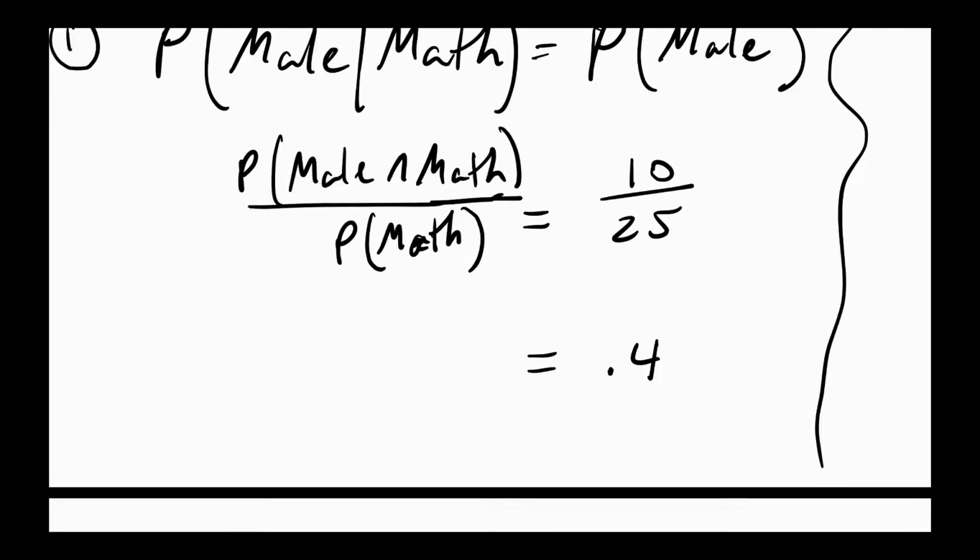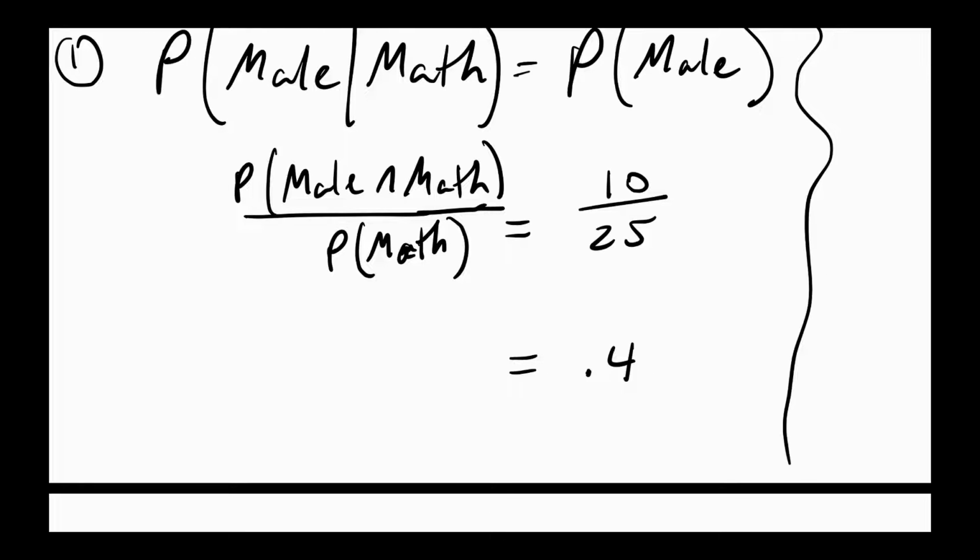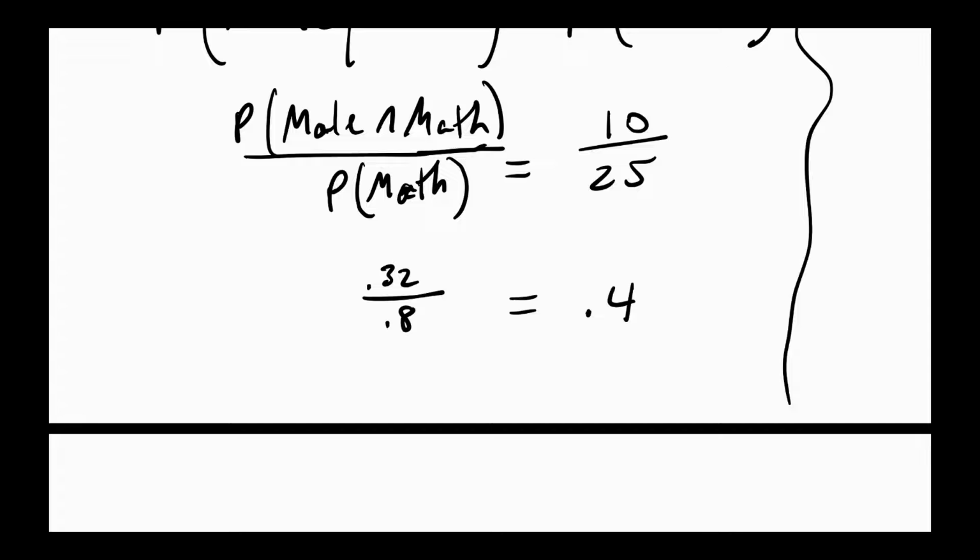Okay, so male and math. Look at your tables. I can't see my table right now because I'm zoomed in. What's the probability of being male and math? 8 out of 25, which is 0.32, over what's the probability of being math, their favorite? 20 out of 25, which is 0.8. Use your trusty calculator. Are these both equal to 0.4? Yes, they are equal. I got the same answer, but I did it a completely different way.